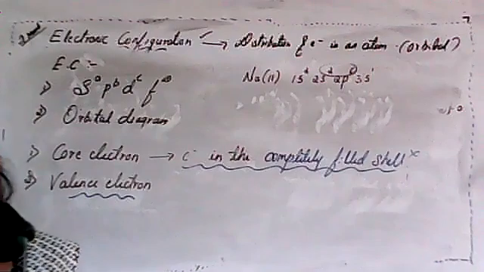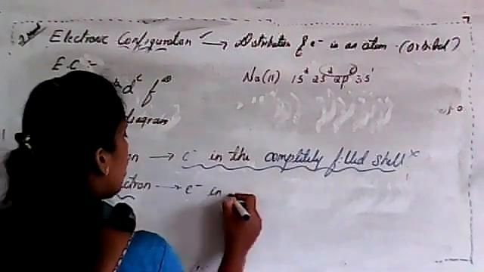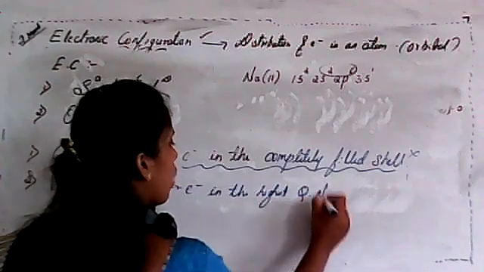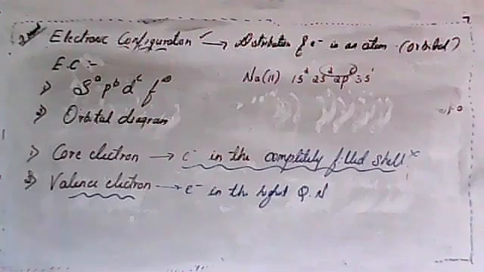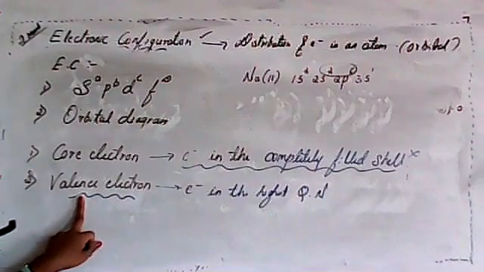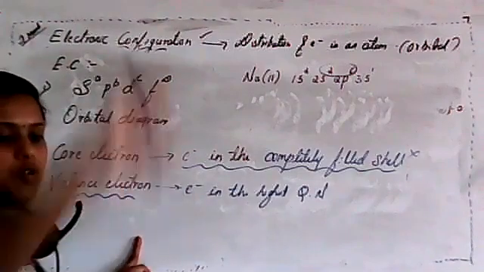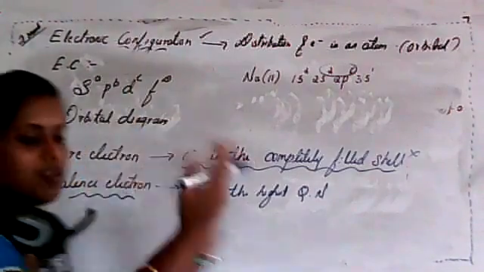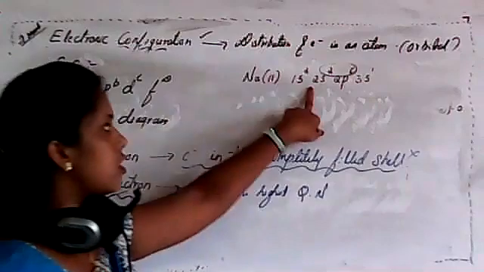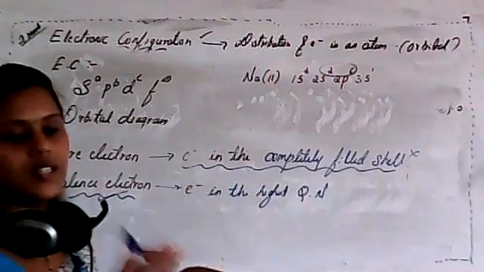What do you mean by valence electron? Valence electrons are the electrons present in the highest quantum number. That means electrons in the last shell are known as valence electrons. So the electron in the last shell or last principal quantum number is known as the valence electron. Very important. Now the question: how many valence electrons are there in sodium?